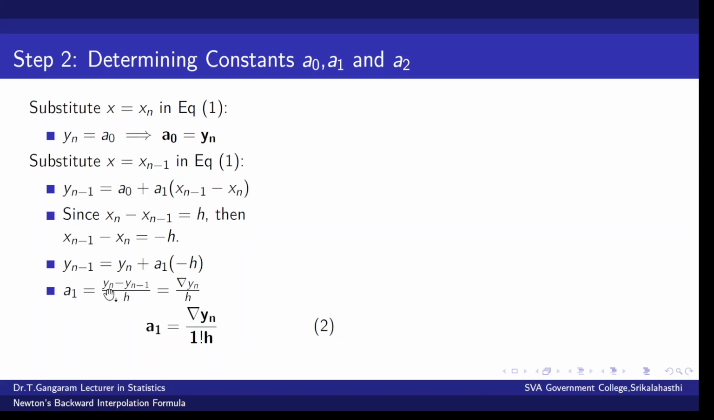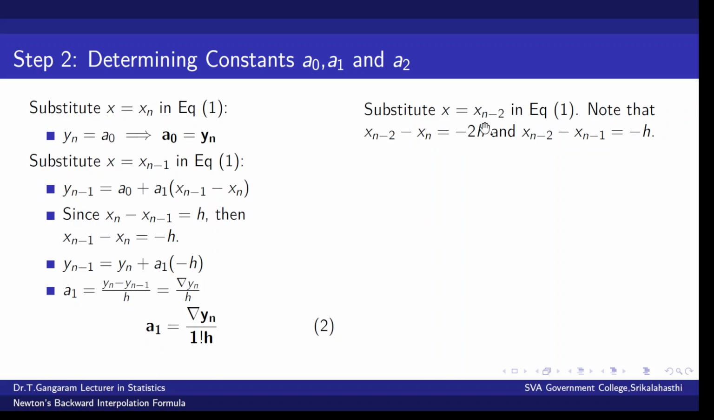We know that from the operator nabla, nabla yn is equal to yn minus yn minus 1. So we can use the numerator as nabla yn divided by h. So the second coefficient a1 is equal to nabla yn by 1 factorial into h.